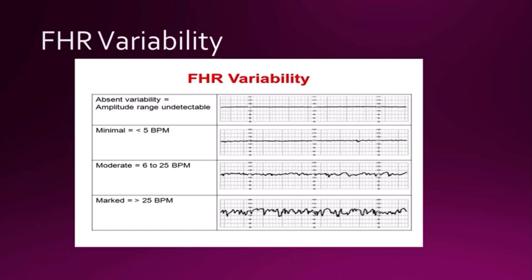For a baby, the fetal heart rate is much higher than it is for us. For a baby, the fetal heart rate should be 110 to 160. That's the first thing that you're going to assess for. The second thing that you're going to assess is the variability of the fetal heart rate strip.